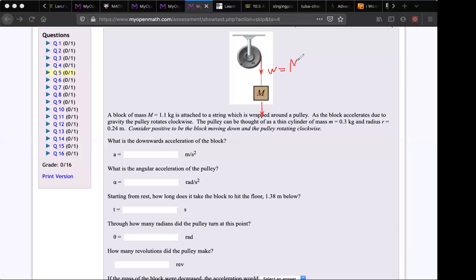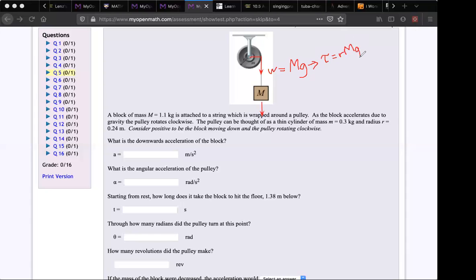Equals the big M, the mass of the box, times gravity. But this is also a torque because it is pulling on this circle at the edge, at a distance r away from the center of the circle. And so it's related to a torque. This is equal to a torque, which equals the force, which is m times g, times the distance to the center of rotation. So it's r times m times g.